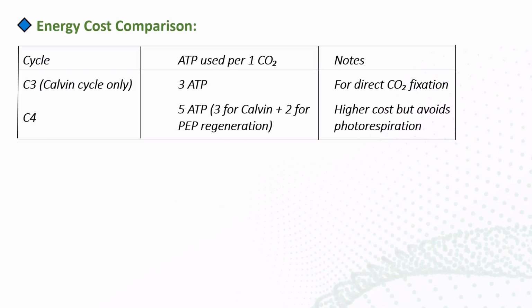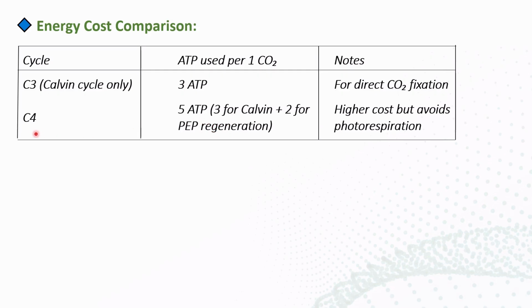If we compare, you should know the differences between C3 and C4. What are the main differences? In the C3 cycle, the ATP used per one carbon dioxide fixed is 3, whereas in the C4 cycle 5 ATP are utilized. This means C4 plants need more energy when compared to C3 plants, okay. 3 for the Calvin cycle. Why? Here you can also see why.